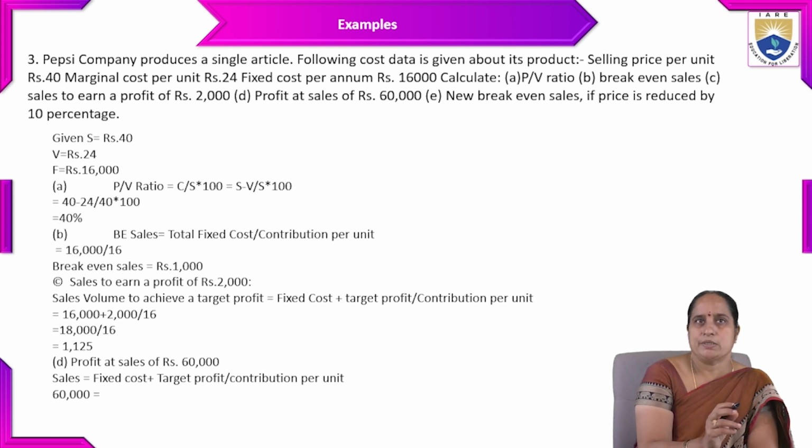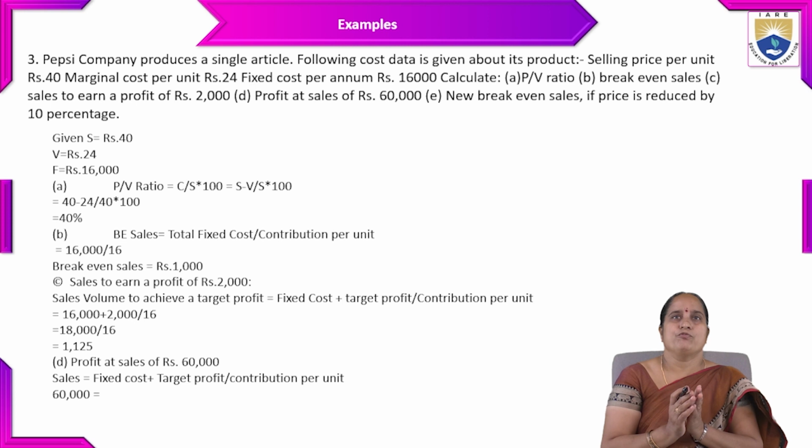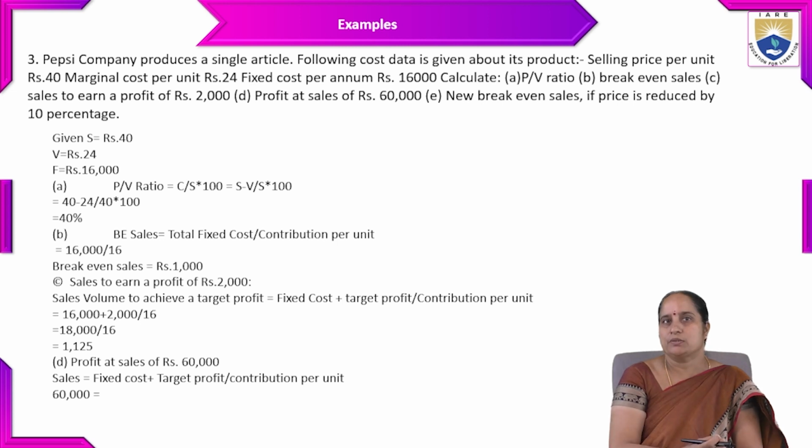And third, we have to find out sales to earn a profit of 2000 rupees. So fixed cost plus target profit divided by contribution per unit. If the company wants to generate 2000 rupees profit, then the company has to produce 1125 units so that they can earn a profit of rupees 2000. Then the fourth point is profit at sales of 60,000 rupees. If the sales volume is 60,000, then how much profit are we able to derive?